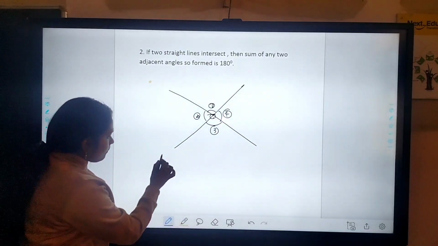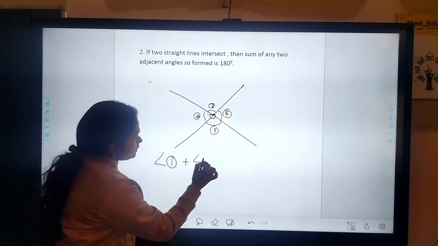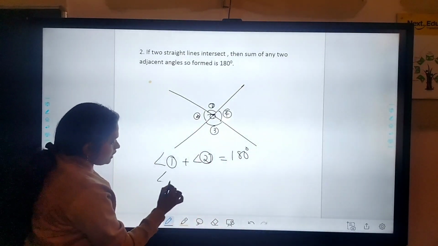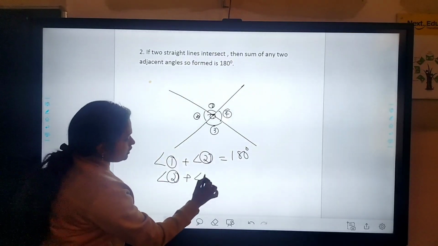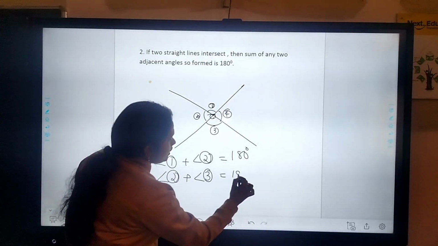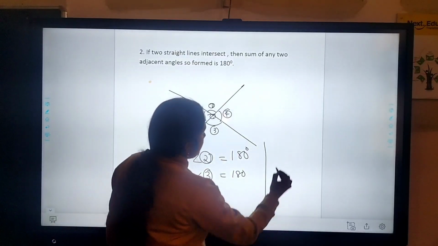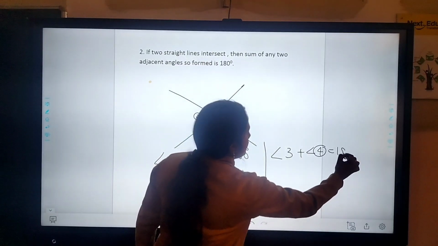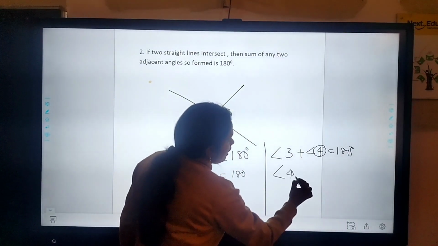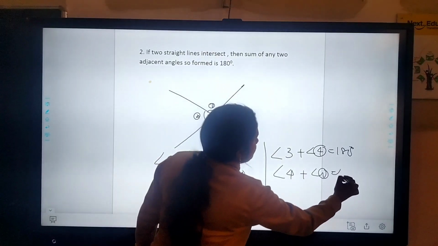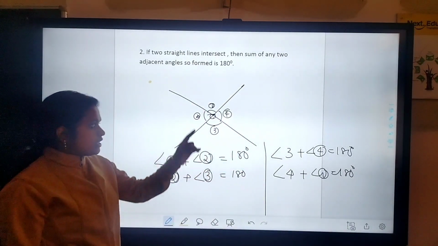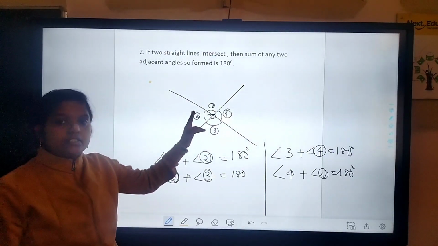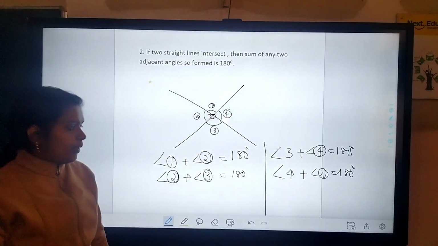If you take the sum of the first and second angles, that will be 180 degrees. If you take the second and third angles, the sum will be 180 degrees. If you take the third and fourth angles, that also will be 180 degrees. If you take the fourth and first angles, that also will be 180 degrees. If two straight lines are intersecting, then two adjacent angles sum to 180 degrees. That is the second property.